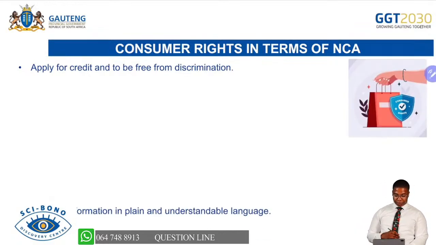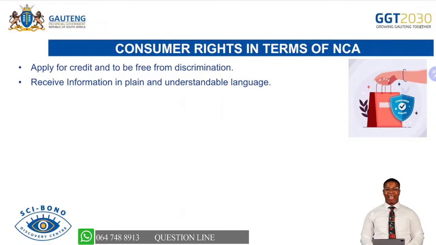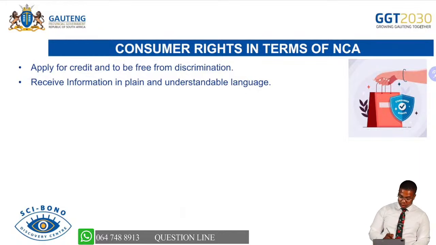Number two, consumers have a right to receive information in plain and understandable language so that they know what they are signing for and what they will be paying for, because they will be taking a credit. So the language that is in the contract should be plain and understandable by the consumer.